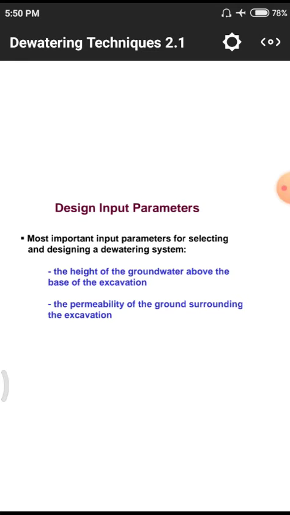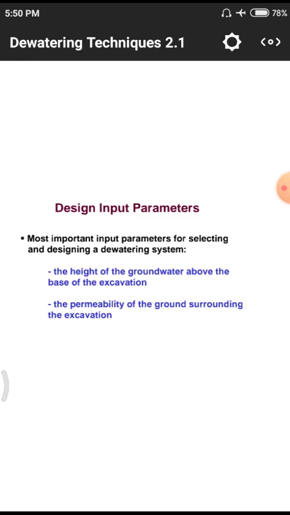Those things we need to know by using statistical data maintained by the governments. That means in a particular area, village or mandal, we have some amount of statistical data. There are field engineers or site engineers in those areas, so we have to go to them and collect the data for the fields. Normally it is a forest area, reserve area or field area. We have to observe before going to construction. First one is the height of the groundwater above the base of the excavation.